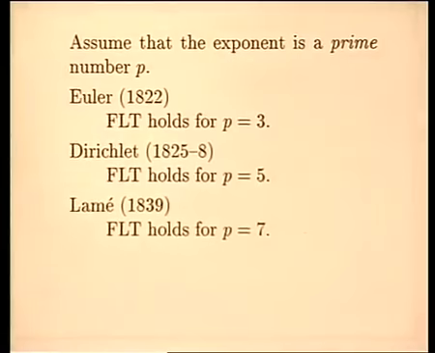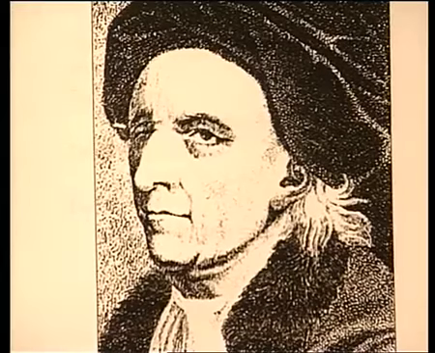Since every exponent must be either divisible by 4 or by an odd prime number, we can assume that the exponent is a prime number, say p. The next advance was made by the Swiss mathematician Euler, who tackled the case n equals 3.